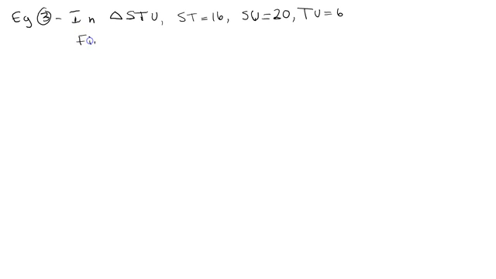Example number 3. In triangle STU, ST equals 16, SU equals 20, and TU equals 6. Find angle T to the nearest degree.